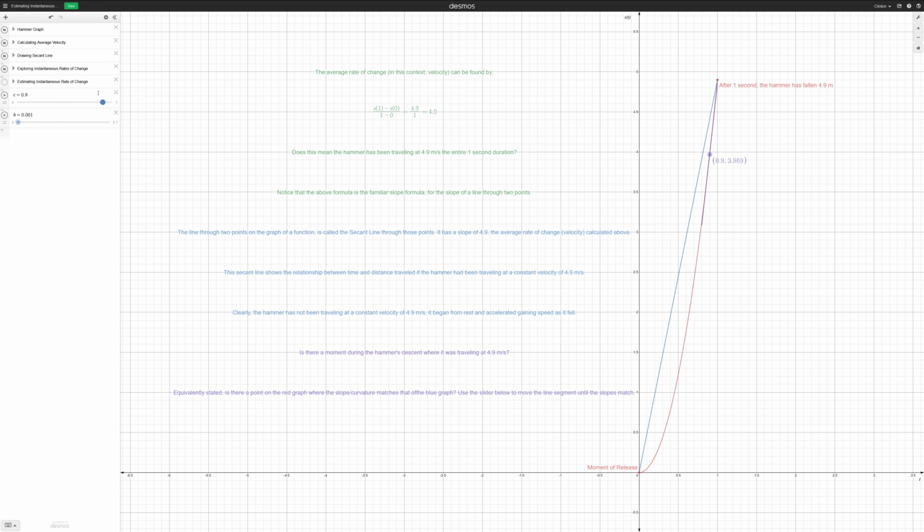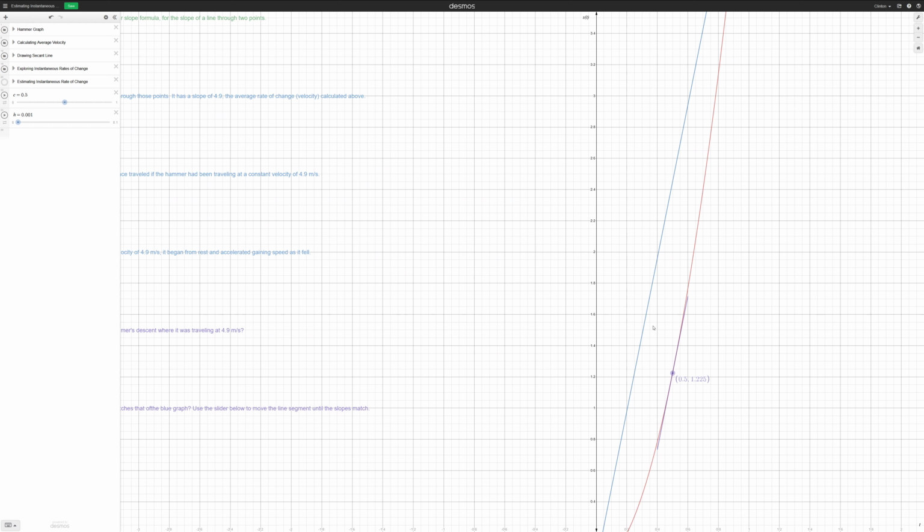So up here, definitely not parallel. A little better, a little better. Looks kind of parallel there. That, I think, is parallel at t equals 0.5. The purple guideline appears to be parallel with the blue secant line.